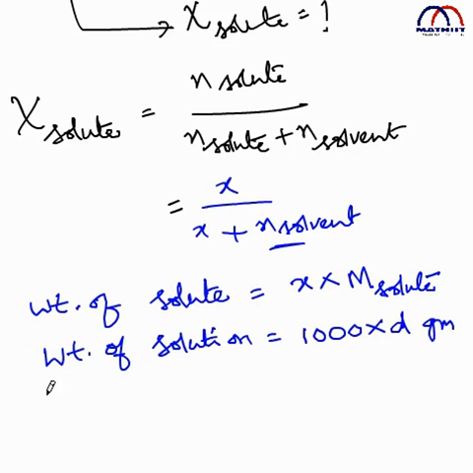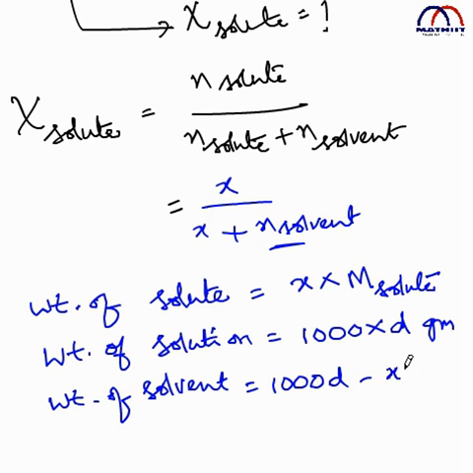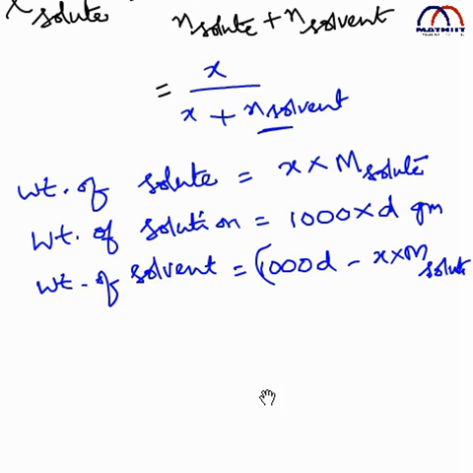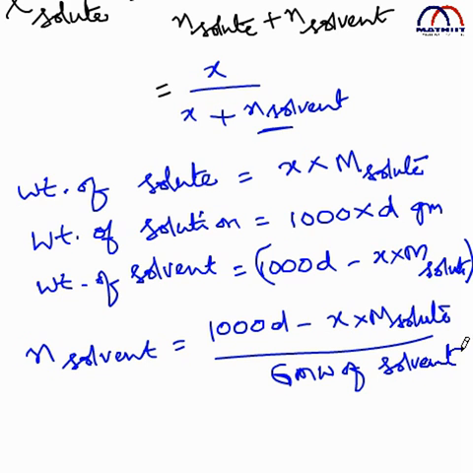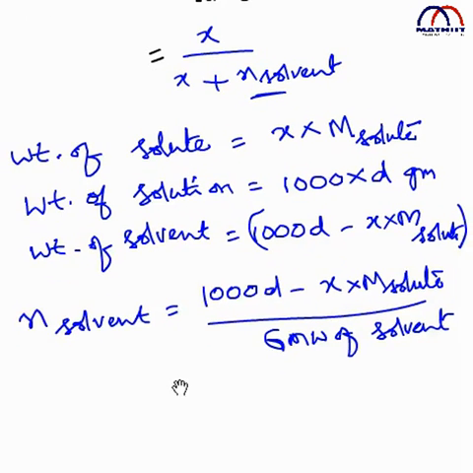Okay. Now I want the weight of the solvent. Weight of solvent is equal to this minus this: 1000 d minus x into the molecular weight of solute. Now we have the weight of the solvent. Now I want the number of moles of solvent. How do I get that? Number of moles of solvent is equal to (1000 d minus x) into M solute, by gram molecular weight of solvent. The same thing I will substitute here. Let us see what I will get.